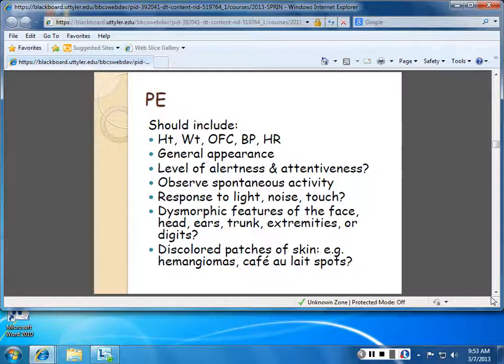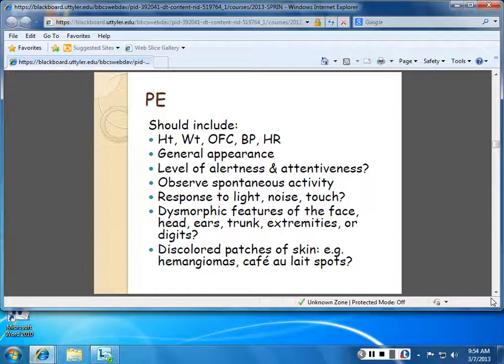What's the general appearance? Are they alert? Are they attentive? Are they lethargic? Are they sleeping? Are they out of it? What kind of spontaneous activity do they have? What is their response to light, to noise, and to touch? Are they readily responsive? After the first few hours of delivery, after they've been born, they're going to go into a deep sleep for 12 hours. And they're going to be pretty much unresponsive. So if you do a neuro exam during this time, it's going to be abnormal. You have to wait until they wake up.